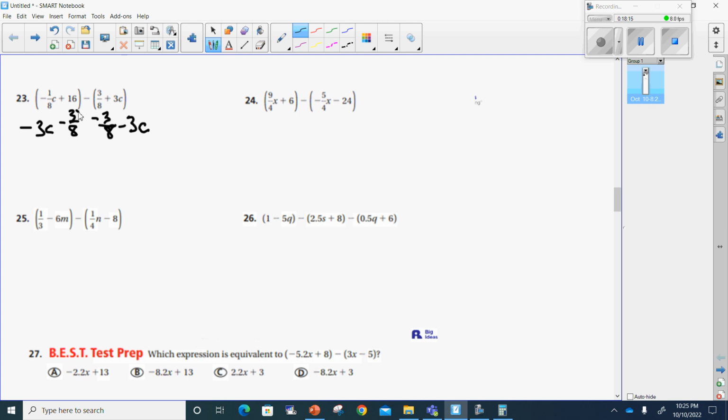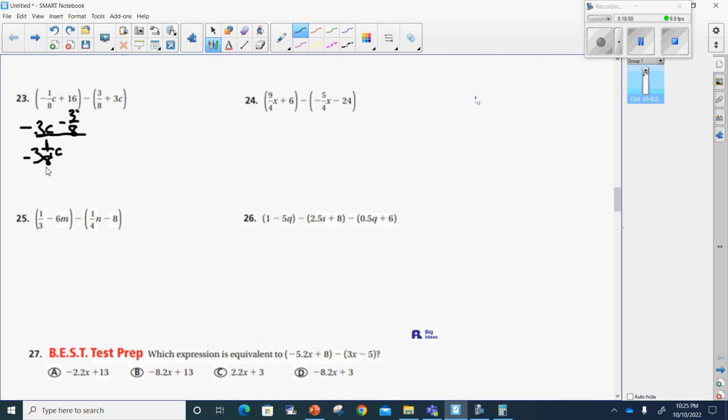Okay, and now we can go ahead and put these together. Okay, this is now gone. Remember, we moved it over here. Okay, so I've got negative 3c minus 1/8 c. Remember, when my signs are the same, I find the sum. So this would be negative 3 and 1/8, because we're going to add them together, c.